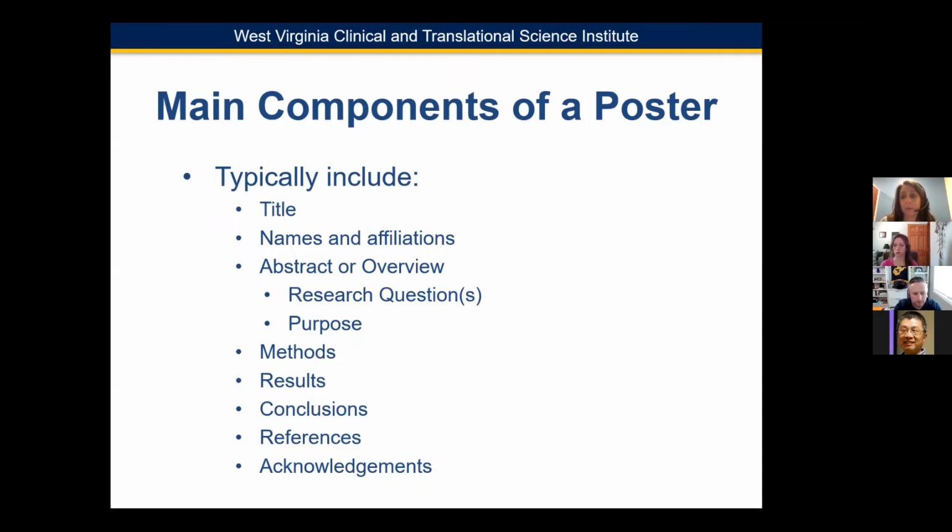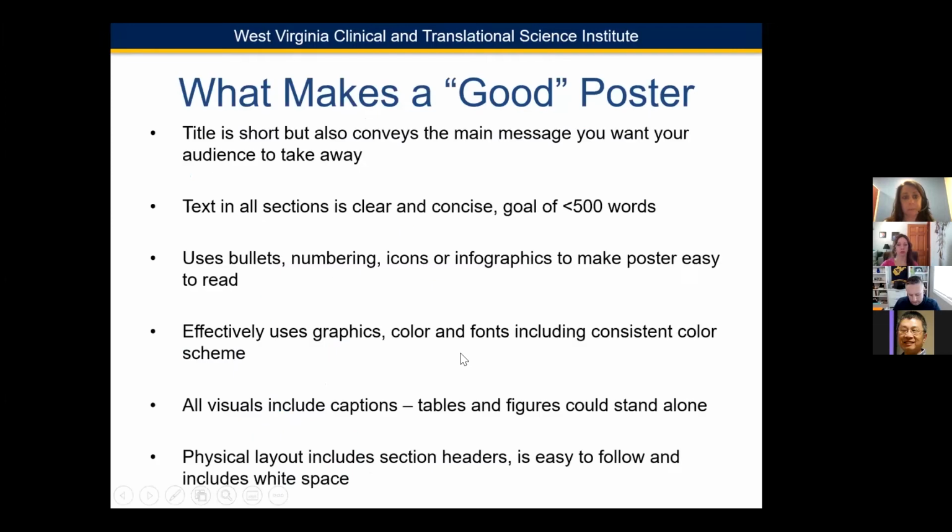I myself like bold font, but folks are very creative in how they do that. The other sections typically include your methods, results, conclusions, references, acknowledgements. So some of the very similar components to a manuscript, but again, it's very visually focused, concise, and not necessarily encompassing every result that you got, but just what you want to highlight for that specific presentation.